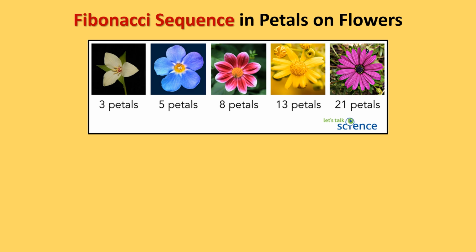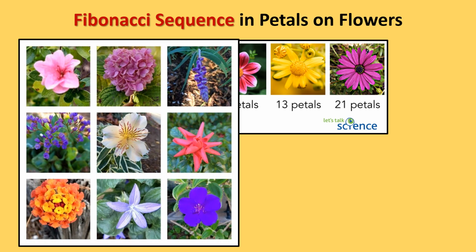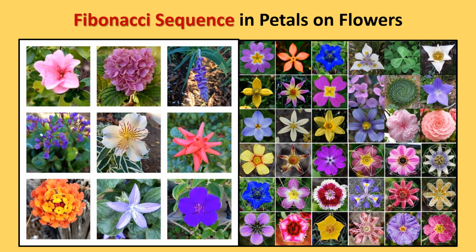So the Fibonacci sequence is in petals on flowers. So there we've got 3 petals, 5, 8, 13, 21 petals, and it's in much of the petals in our flowers all over the world. And we can see it in many, it's not in all of them, but it's in many of the plants that we see. And it goes on and on. It's just incredible. There are plants that have 6 petals and some that have 7 petals, but the majority of them follow the Fibonacci sequence.